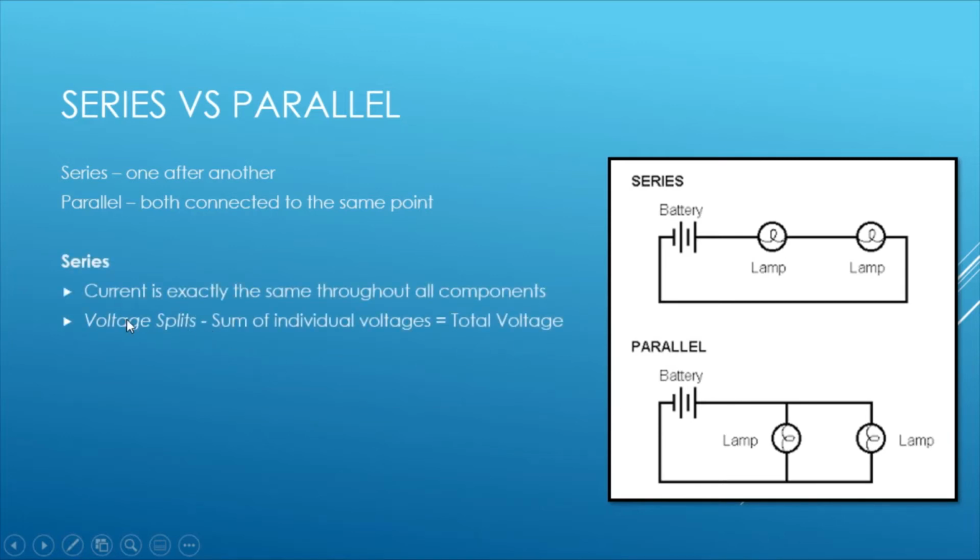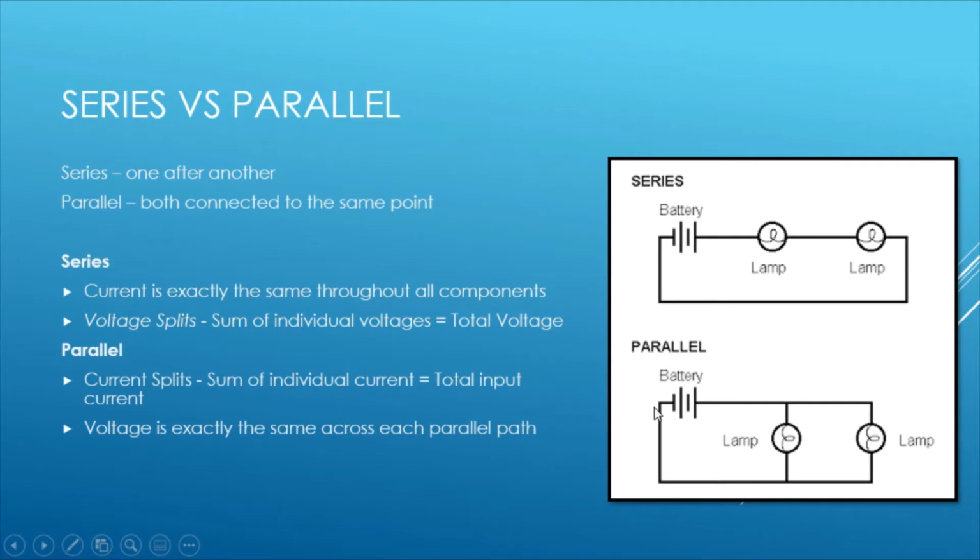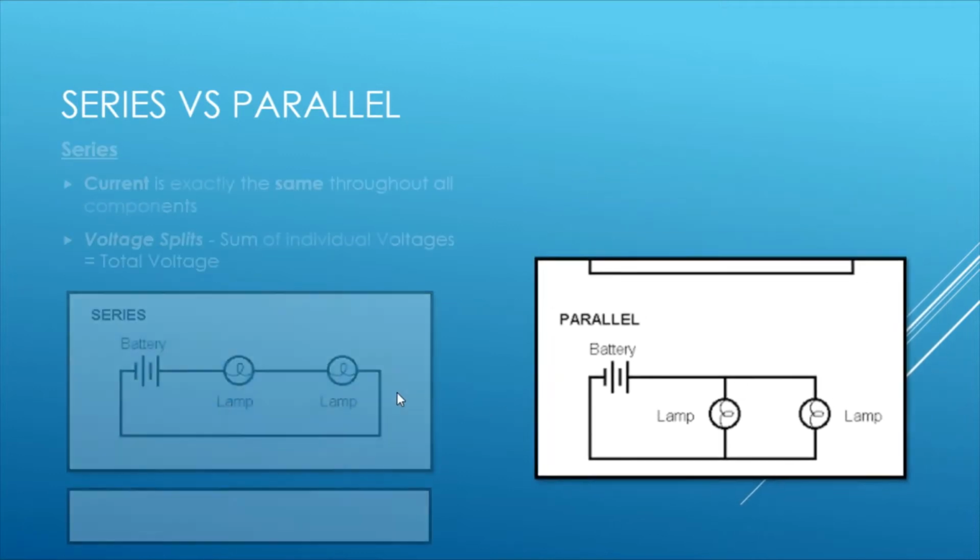So in series, current is exactly the same throughout all of the components. These are the rules you need to know. Current throughout these two components is exactly the same. However, the voltage is divided between the two of these. The voltage between both of these is the same as the source voltage. In parallel, however, it's the opposite way around. Current splits, so the current at this fork is suddenly going to split, and not evenly all the time unless they're identical. Whereas the voltage in both of these lamps will be exactly the same. Okay, and I'm going to help you understand this.